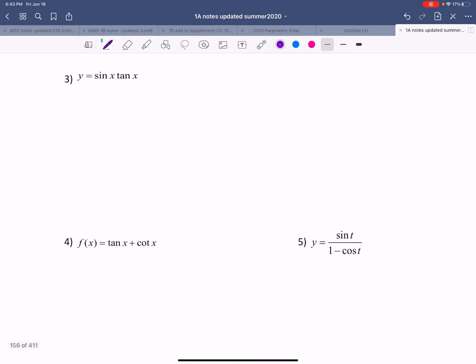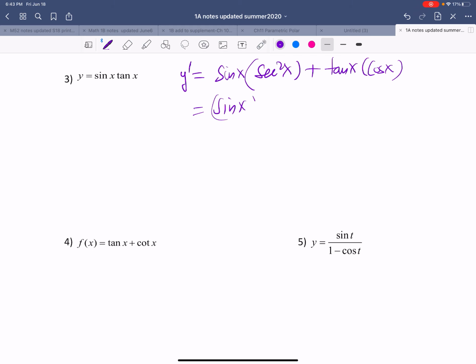Here's the last 3 examples that we are going to look at. y is equal to sine x times tangent x. So first function times derivative of second, derivative of tangent x is secant square x, plus second function times derivative of first. Okay, a little bit of simplification: sine x times secant square x plus tangent x is sine x over cos x, times cosine x. Cos x and cos x are gone. Sine x times secant square x plus sine x.